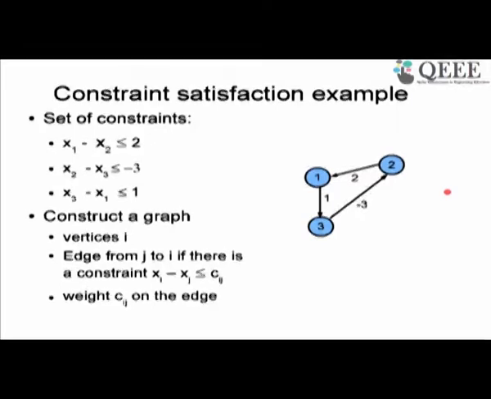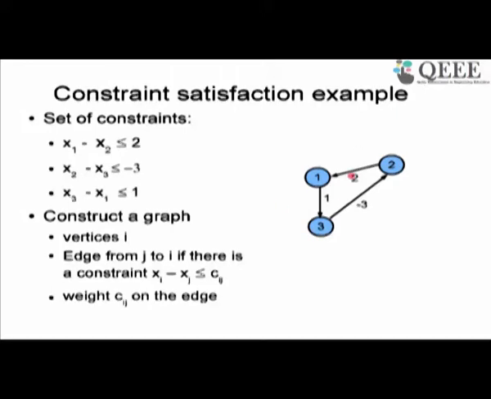these graphs, constraint graphs. How do I construct such a graph? For every xi, I write a node. So for x1 I write node 1, x2 node 2, x3 node 3. And whenever I see x1 minus x2 less than or equal to 2, I draw an arc from 2 to 1, not from 1 to 2, and label it with the value 2. For x3 minus x1 less than or equal to 1, I draw an arc from 1 to 3 and label it 1. For x2 minus x3 less than or equal to minus 3, I draw an arc from 3 to 2, label it minus 3. So I draw this graph like this.